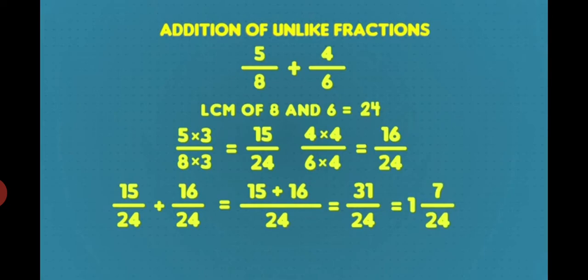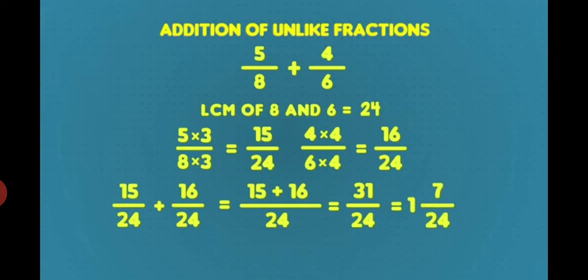Similarly, we have to multiply both the numerator and denominator of the second fraction by 4 and shall get 16 by 24. Now 15 by 24 and 16 by 24 both are like fractions. So we have converted the unlike fractions into like fractions.